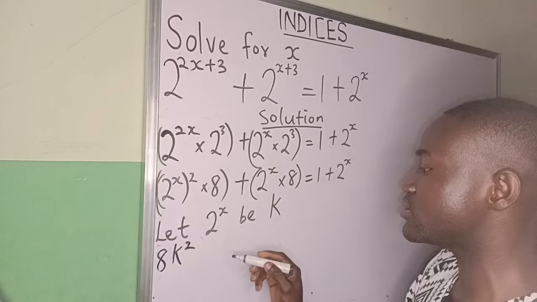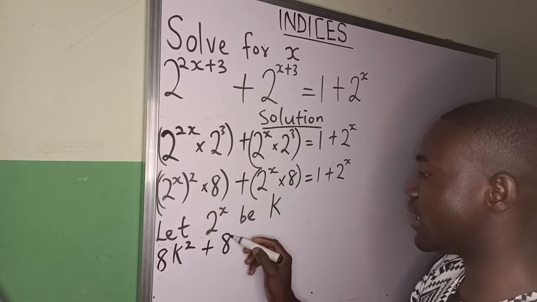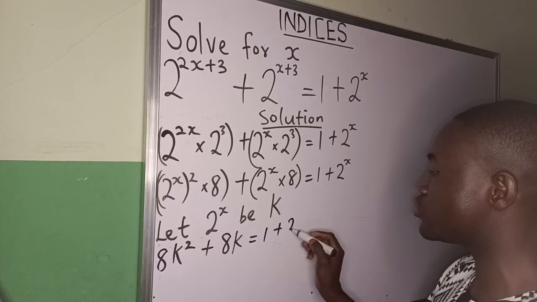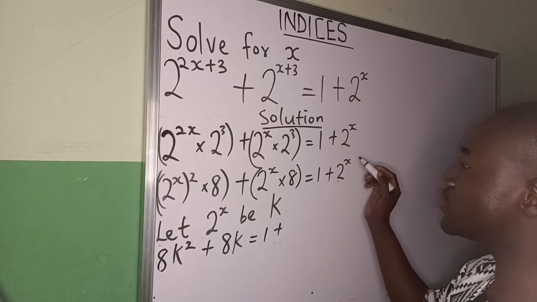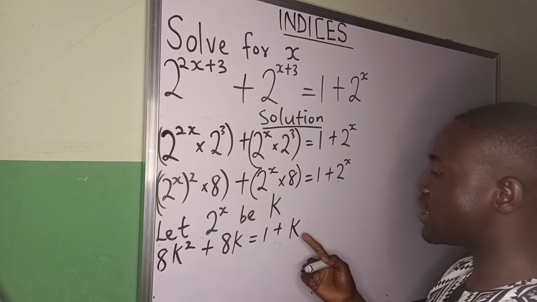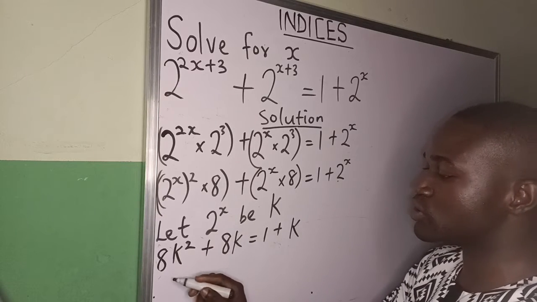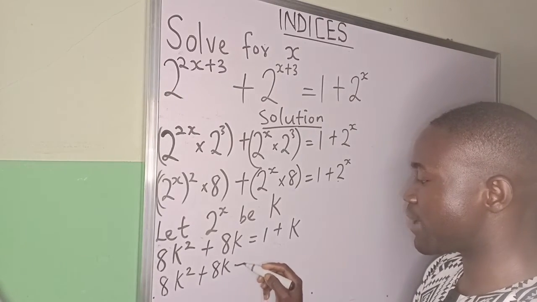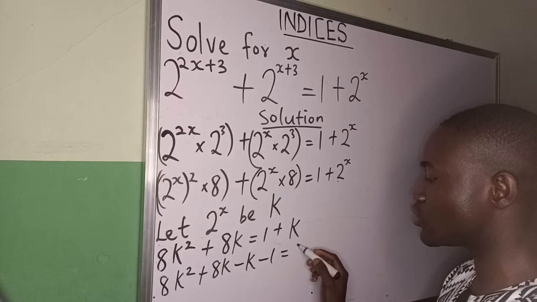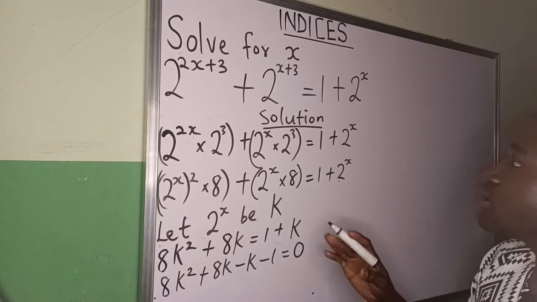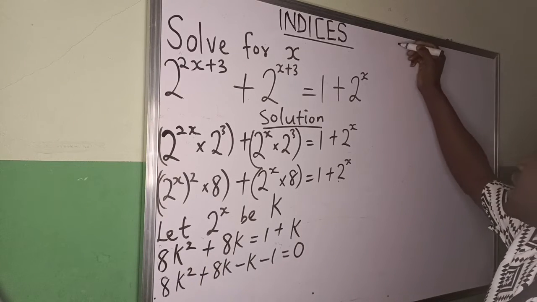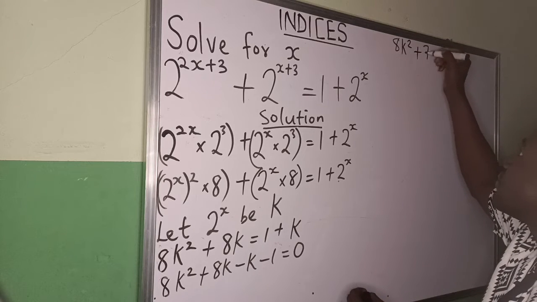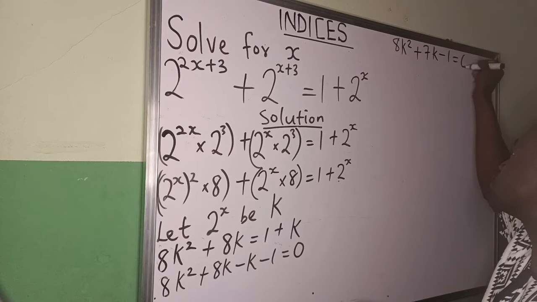That will be giving you 8k squared. Then plus 8 times k, 8k, equals 1 plus 2 raised to the power x, which is k. Now take this and take it to the other side of the equation. You have 8k squared plus 8k minus k minus 1 equals 0, because you are taking everything to the other side. Then you will now start having 8k squared plus 7k minus 1 equals 0.